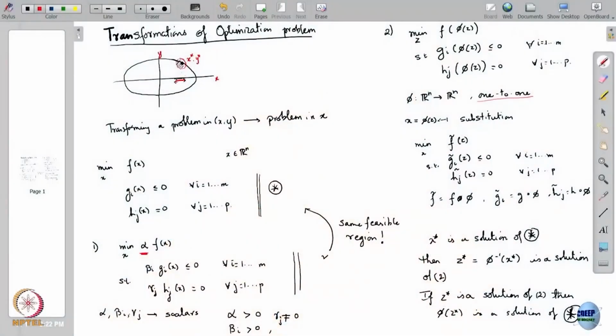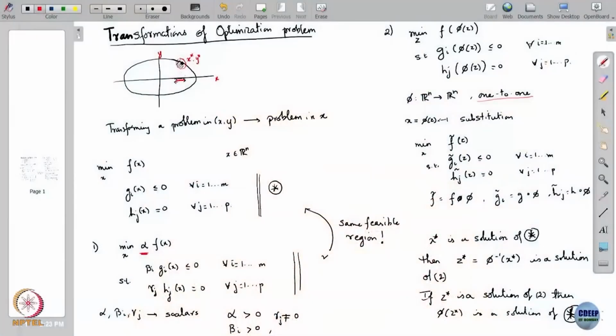What happens to the feasible region if phi is not 1-to-1? So, which has the larger feasible region, or are they not related at all? Okay, why does someone say here that 2 has a larger feasible region? Why is that? Okay, there are many values of z that can map to x. Is that a correct answer? Okay, so if phi is many to 1, what is happening here?